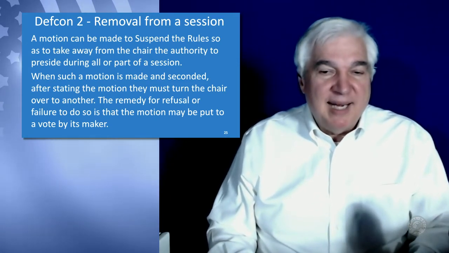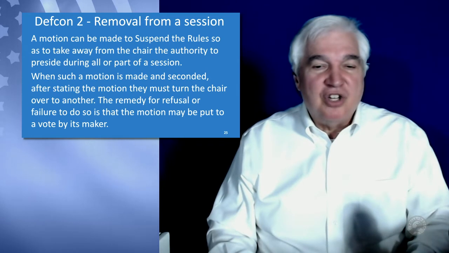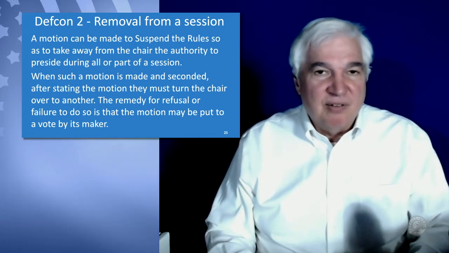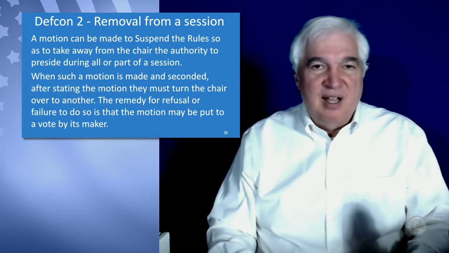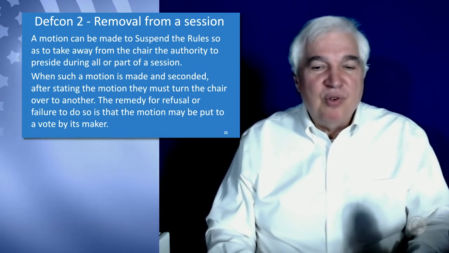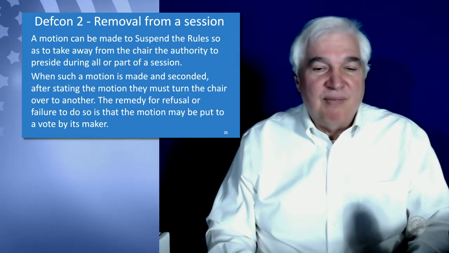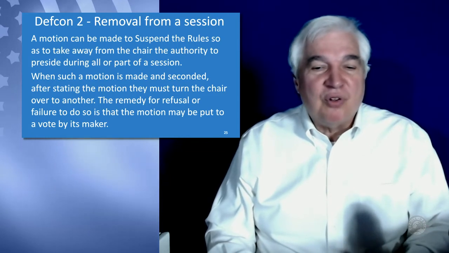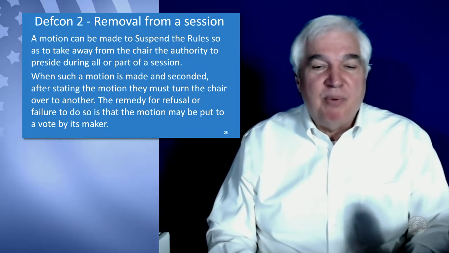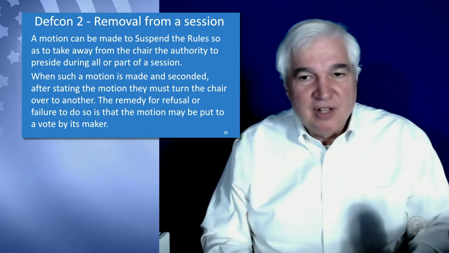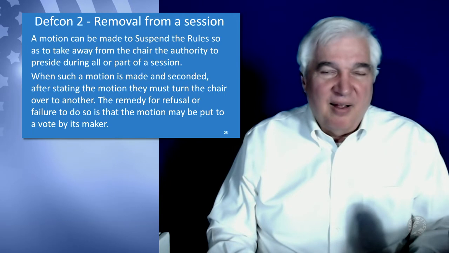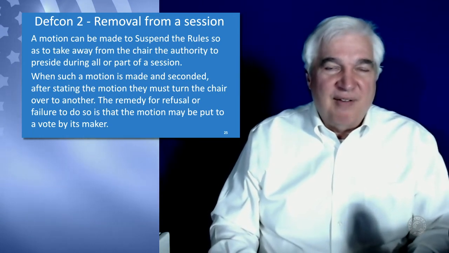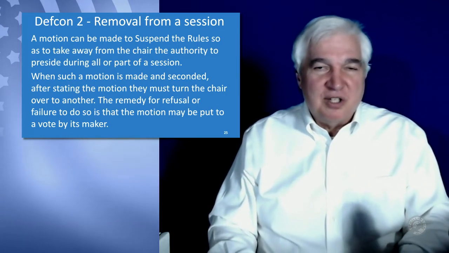When such a motion is made and seconded, after stating the motion, they must turn the chair over to another person. So the chair doesn't get to preside over this activity. The remedy for refusal or failure to do so is that the motion may be put to a vote by its maker. So you've suspended the rules and the chair is resisting even acknowledging the fact that you have called for the rules to be suspended for the removal.